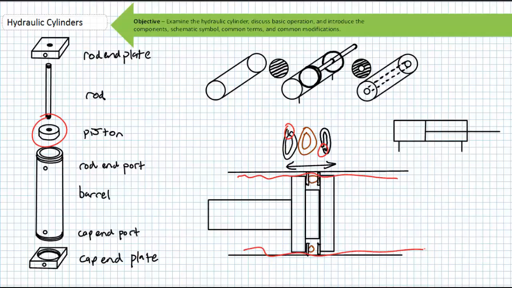Let's return to the fluid coating the barrel walls, the other aspect of this dynamic seal, and its interaction with the piston and the piston rings.